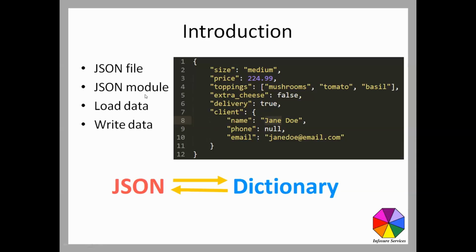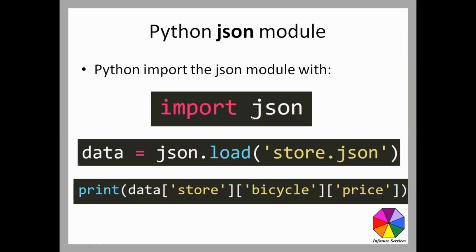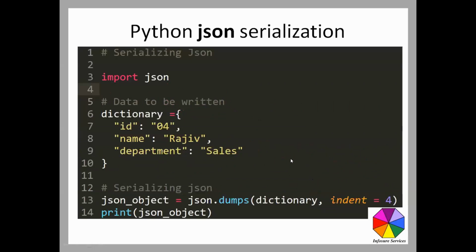And we have the JSON module, which is used to import data, store.json. This statement json.load loads a JSON file into a Python dictionary. And you can access the keys, the values of the keys, like data, store, bicycle, price will give the price of bicycle. And the process of loading data into the Python dictionary is called JSON serialization.